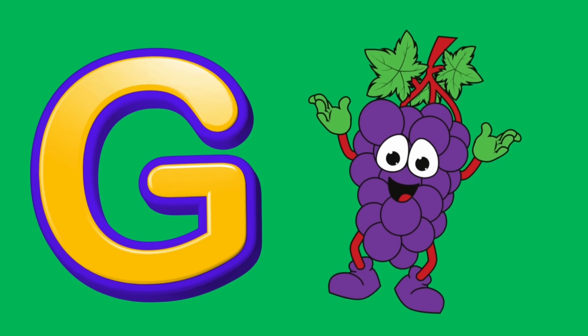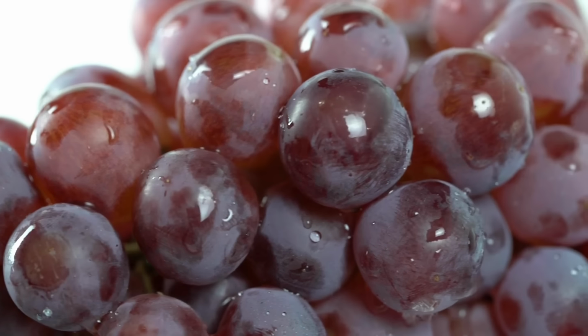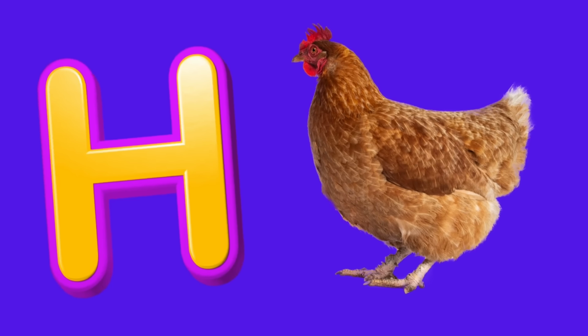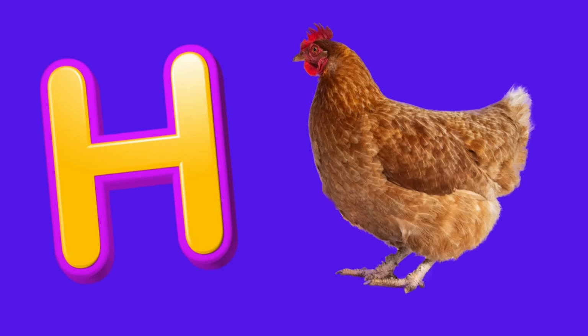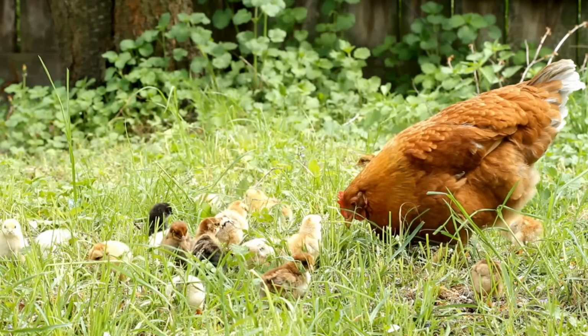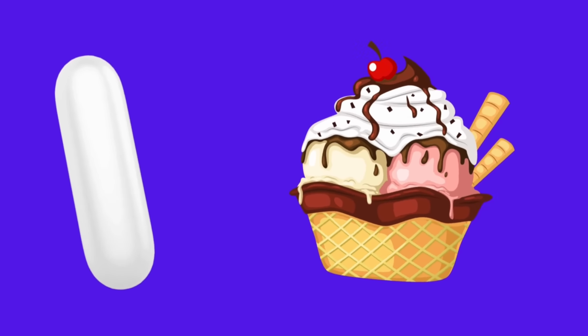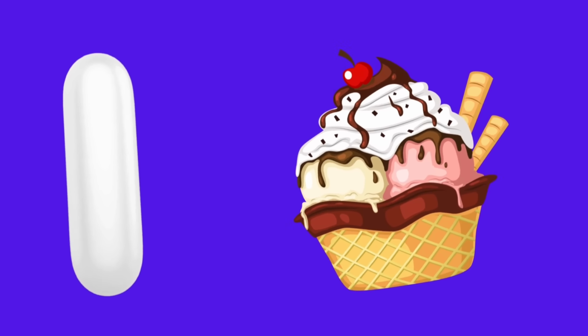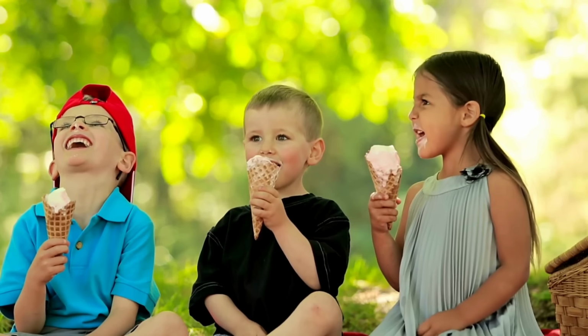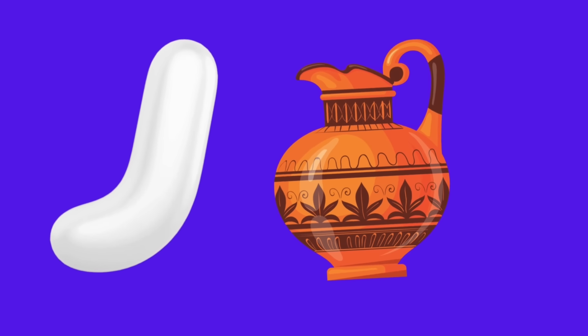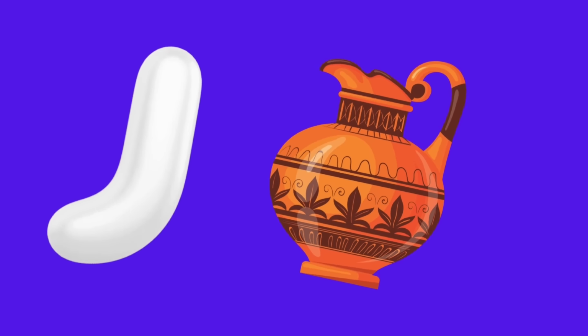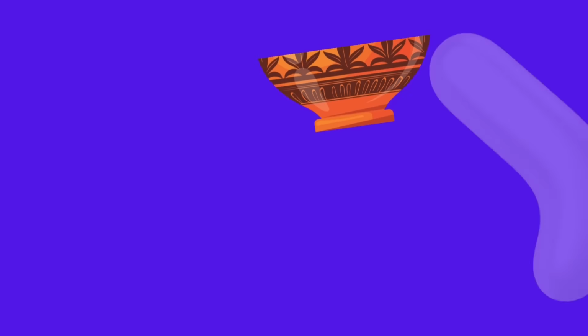G for grapes. H. H for hen. I. I for ice cream. J. J for jug.